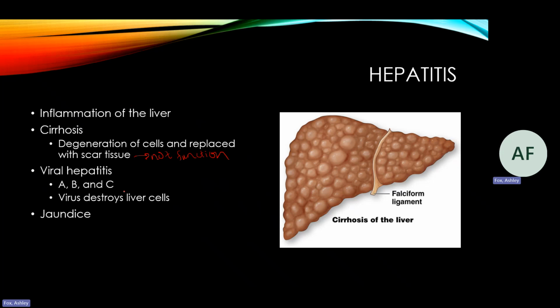You can also have viral hepatitis A, B, and C. The virus actually destroys liver cells and can cause enough inflammation and often enough scar tissue. And that leads to jaundice or icterus, which is the yellowing of the skin because we can't take care of bilirubin. So remember the breakdown of red blood cells and the pigment of hemoglobin to bilirubin. We can't break it down and it builds up in the bloodstream and goes to the eyes and the skin and causes that yellowing.